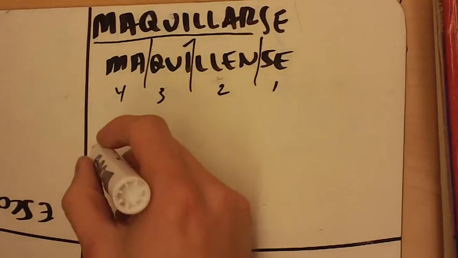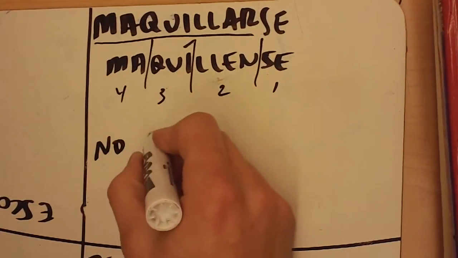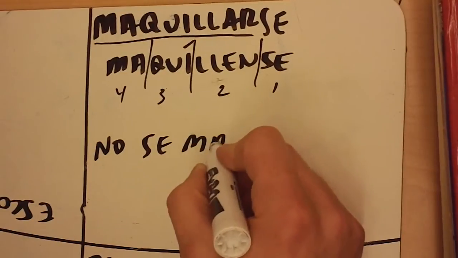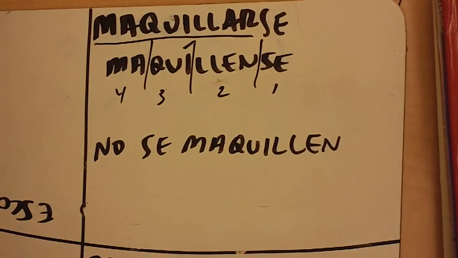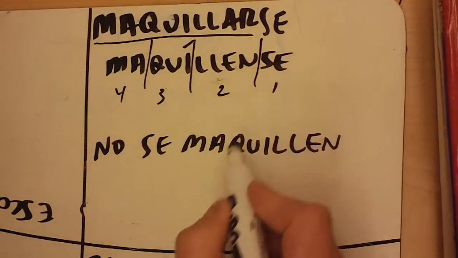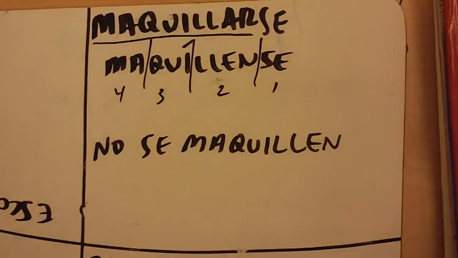Let's do the negative command. Negatives are easier. No se maquillan. We don't have to worry about accent marks, and we'll put the se in front of the verb, and we'll have no se maquillan.